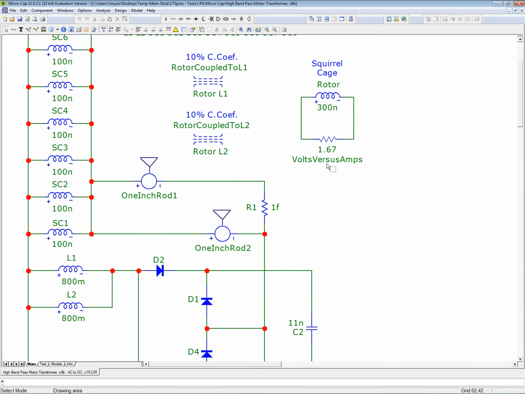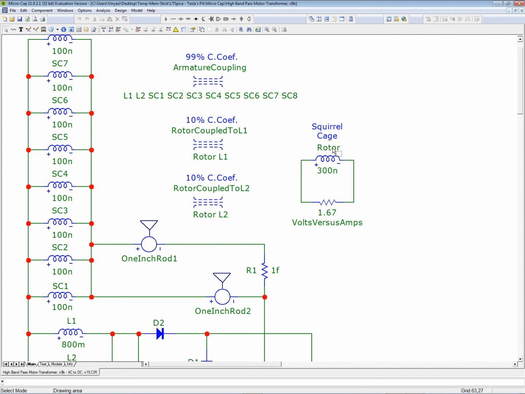What really matters is this resistor on the rotor, on the squirrel cage rotor. And if I want the volts to have a certain relationship with the amps, such that if it could surge to 345 volts, the amps will be 206, then it's a value that is similar to, but not the same as, 1.67 ohms of resistance. If you take 345 and divide by 206, you get something slightly different than this. But I chose this because it's close enough.